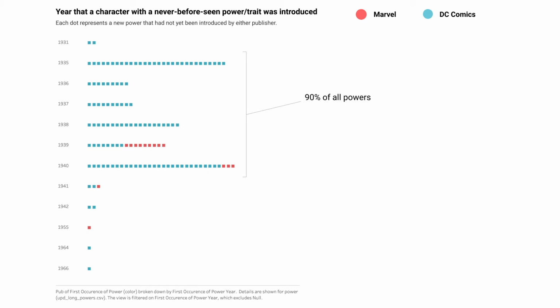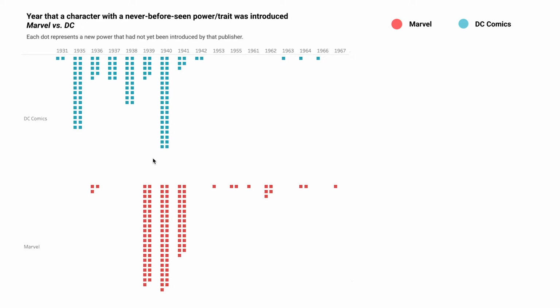To kick things off, our first chart shows each of the 128 powers represented by a dot, and when a character with that power was first introduced. We see that 90% of the powers can be found in characters established between 1935 and 1940. And by the large swath of blue, we know that DC introduces the majority of the powers before Marvel. This next chart explains why this might be.